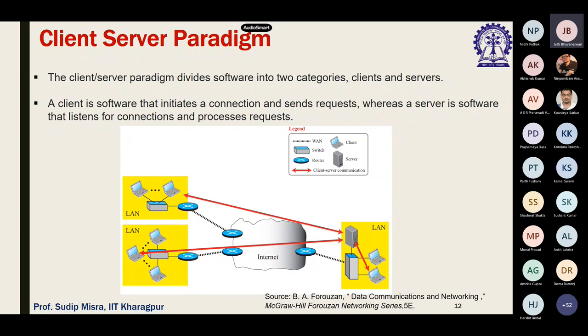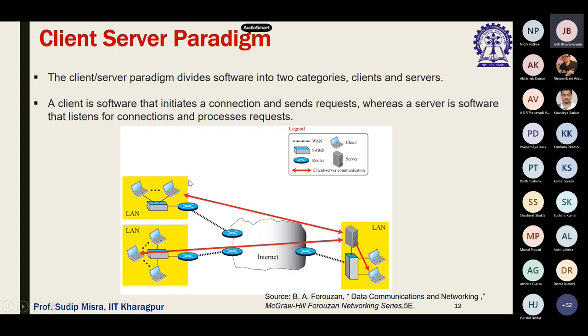So what does client mean? Just the dictionary meaning of the term: a client is a kind of software which requests something, and the server is the one which will process the request. I think this is something you already know by now, but this client-server paradigm is a very popular paradigm used in the internet. There is also something called peer-to-peer, which I will tell you a little later.